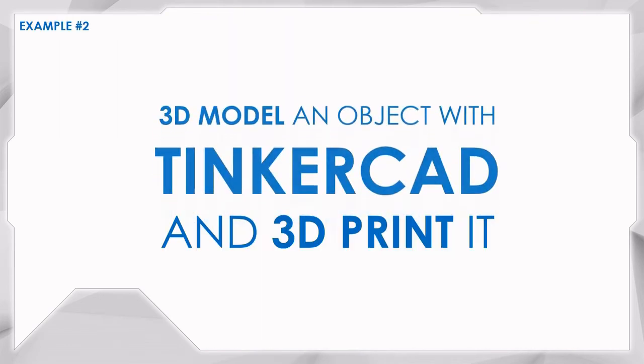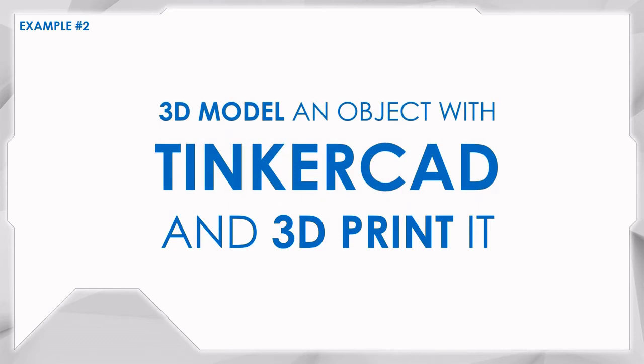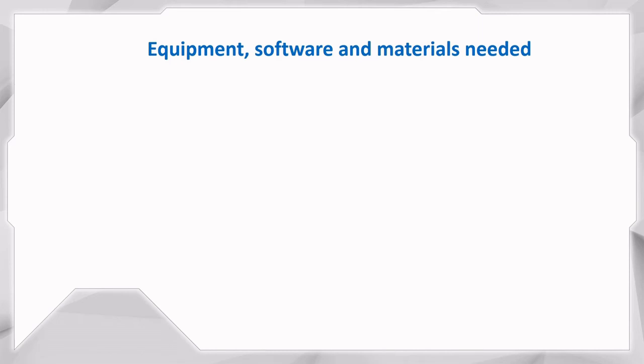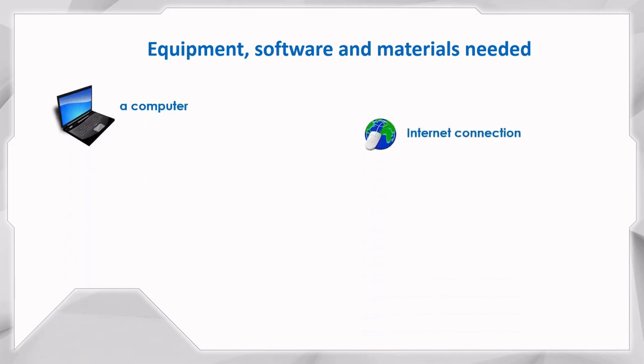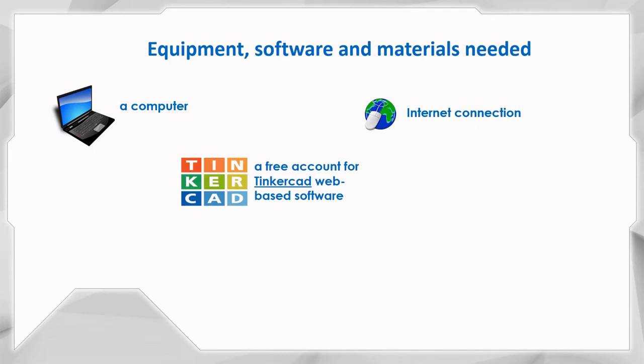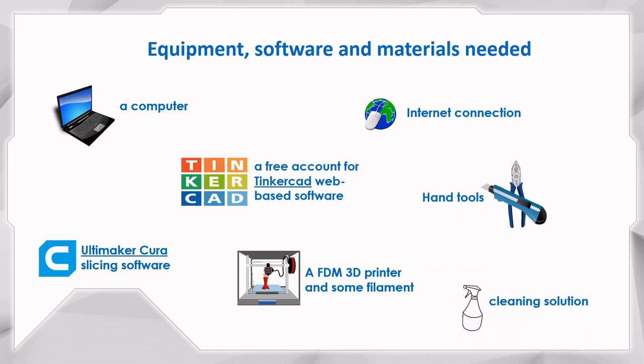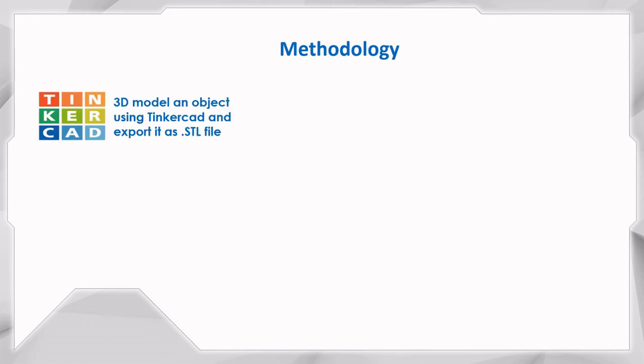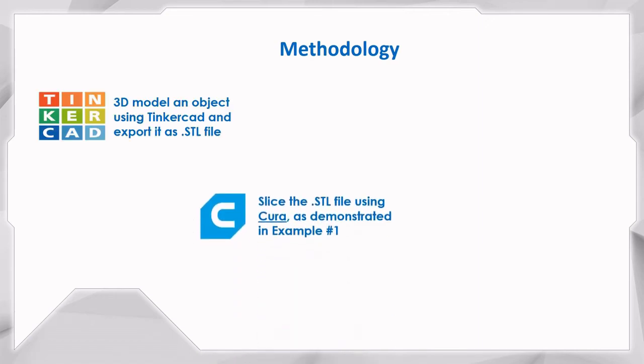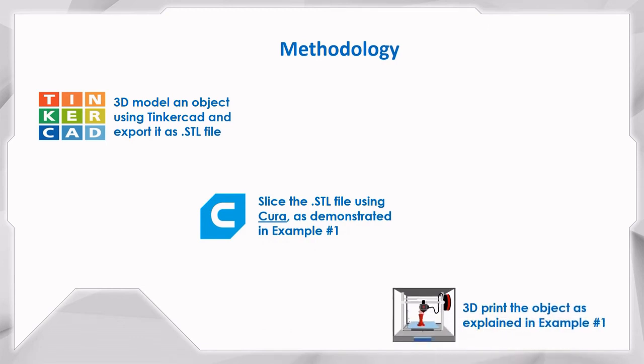The second example of classes using 3D printing consists of 3D modeling an object with Tinkercad and printing it. In addition to the equipment, software and materials required in the previous example, you will need a Tinkercad account. First step is to create the 3D model. Next, the model will be processed and 3D printed, as shown in the previous example.